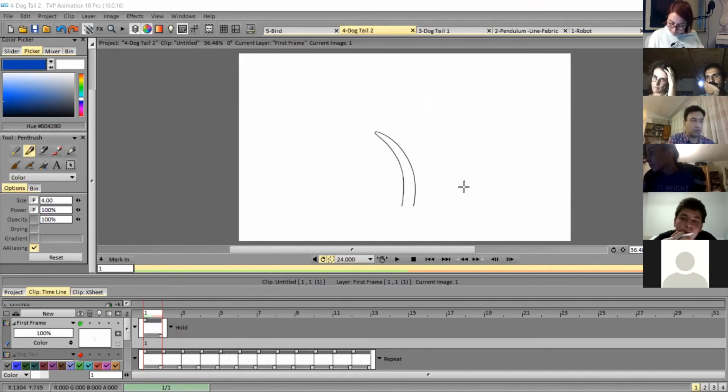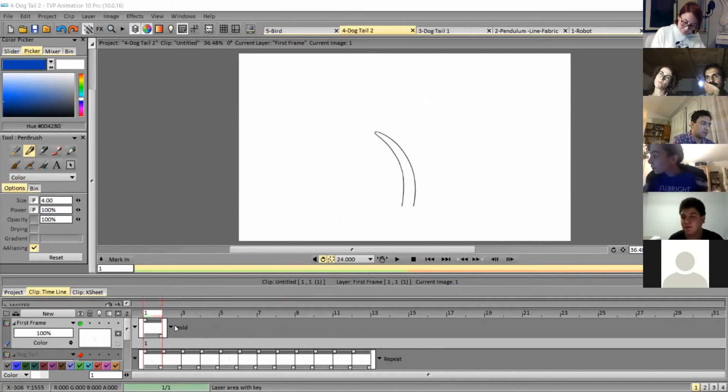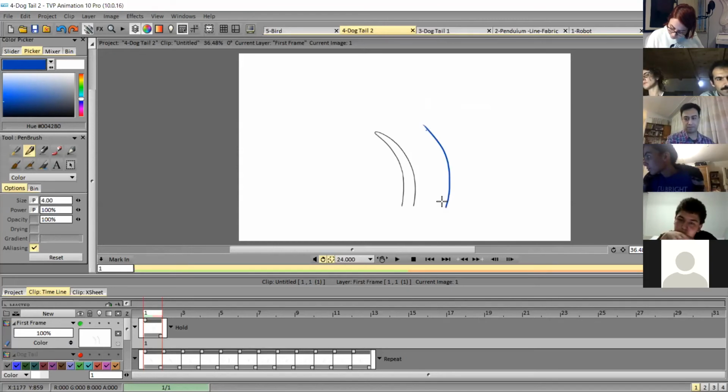I'm going to just animate the tail. And I'm going to simplify it again. I'm going to draw a line instead of the tail.